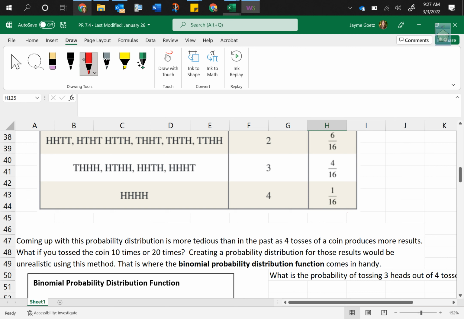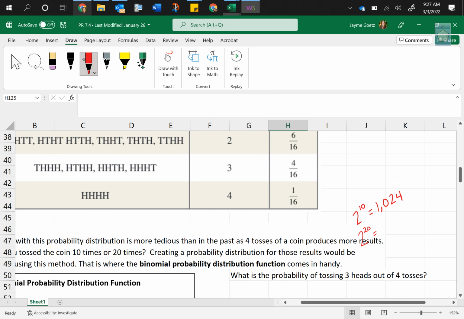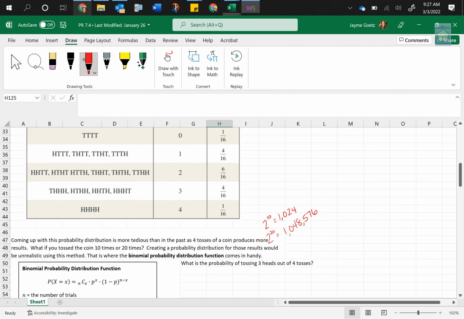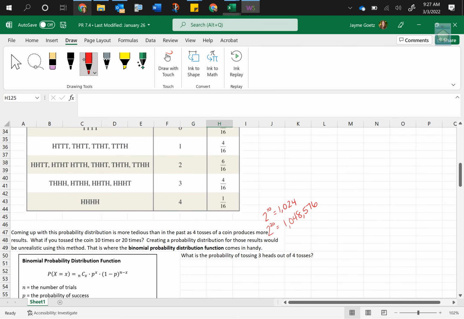But what if we tossed the coin 10 times? How many outcomes would we have? 1,024, right? Or what if we tossed the coin 20 times? If we tossed the coin 20 times, we would have 1,048,576 outcomes. Would you guys have any desire to list all of those possible outcomes? No. So coming up with a binomial distribution for that, coming up with a nice little table with our probabilities would be a nightmare, okay? And it would be unrealistic. That's where the binomial probability distribution function comes in handy, all right?